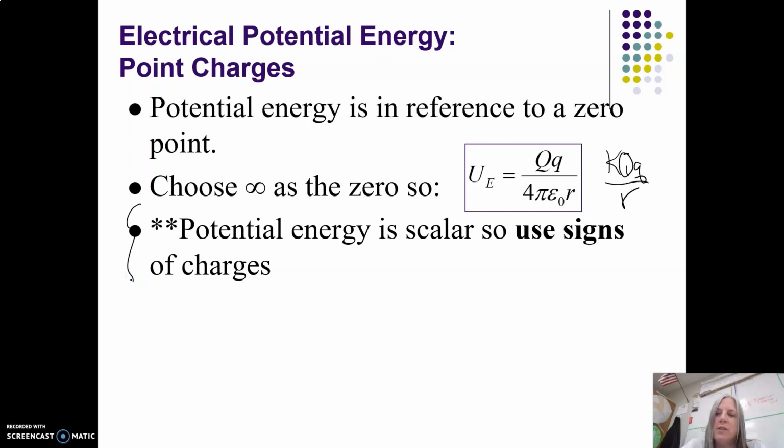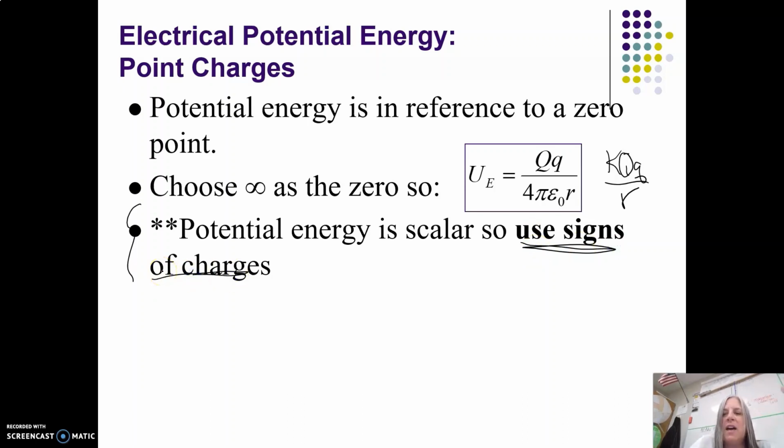So remember when we did forces and used kQQ over R squared, the sign of the charge was not in the calculation. It was to determine the direction of the force. That is not true for energy. Energy is a scalar, so we use the signs of the charges.